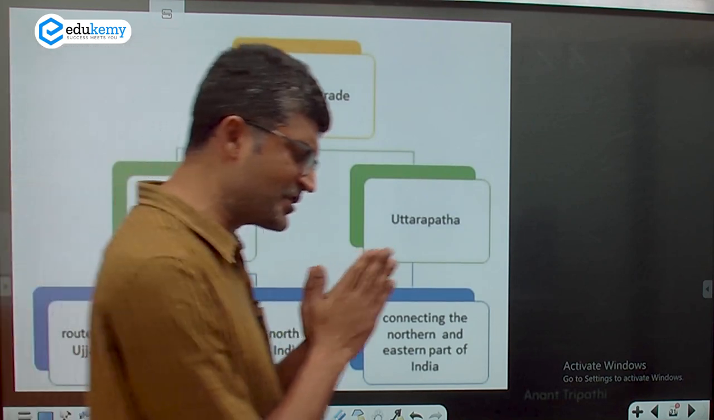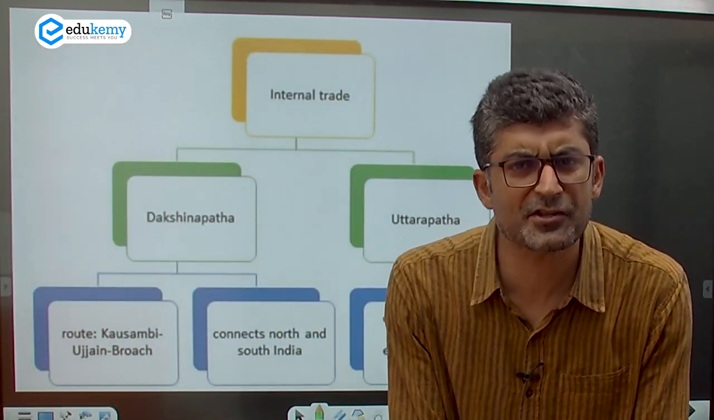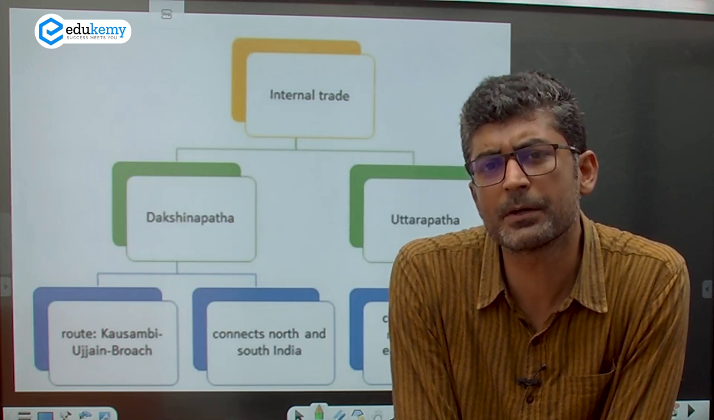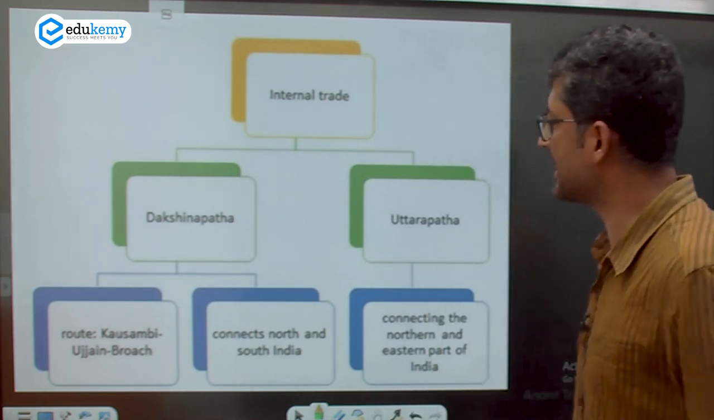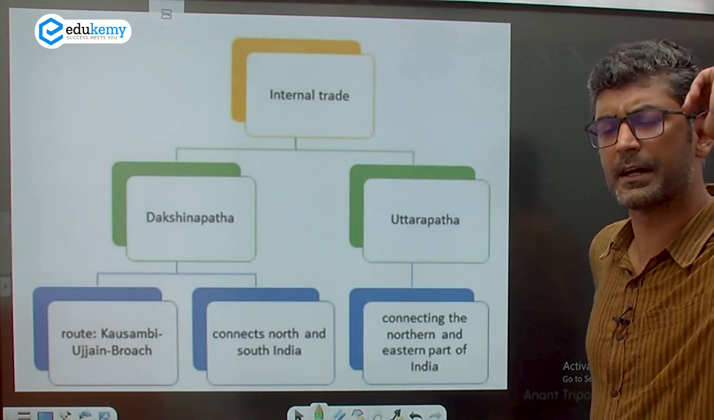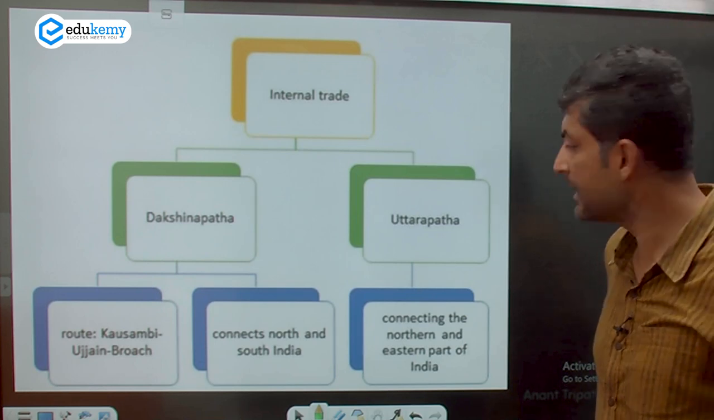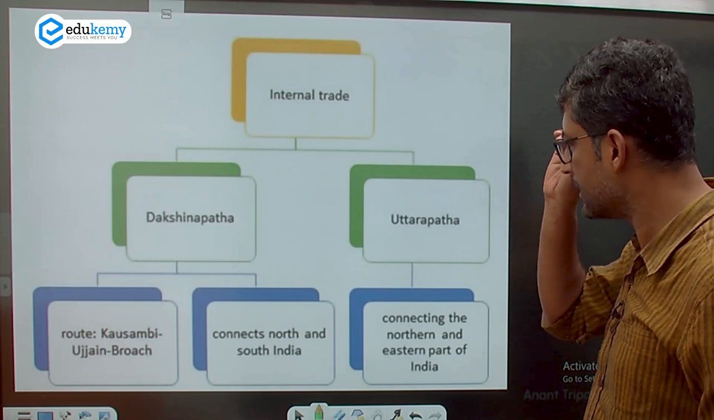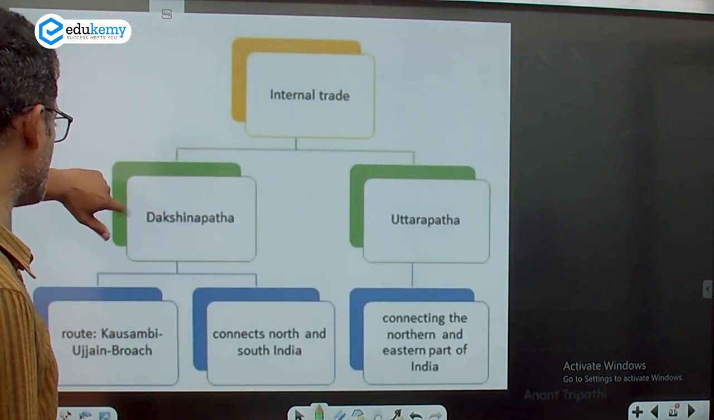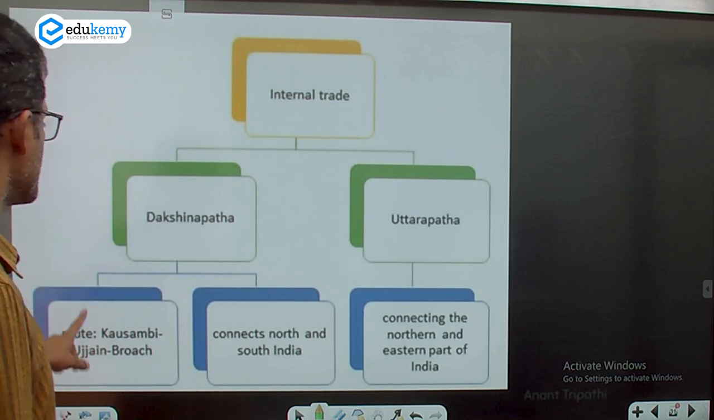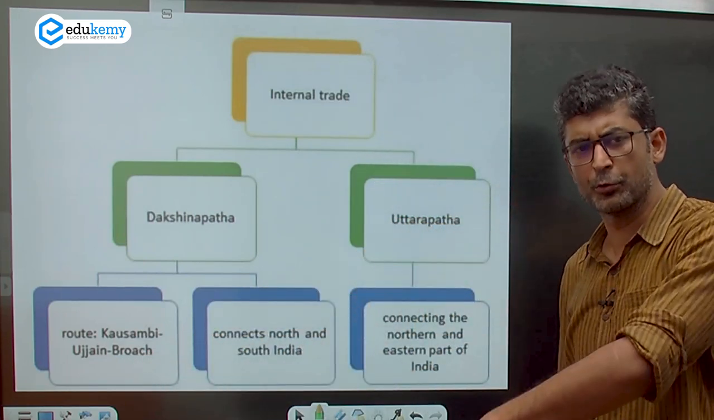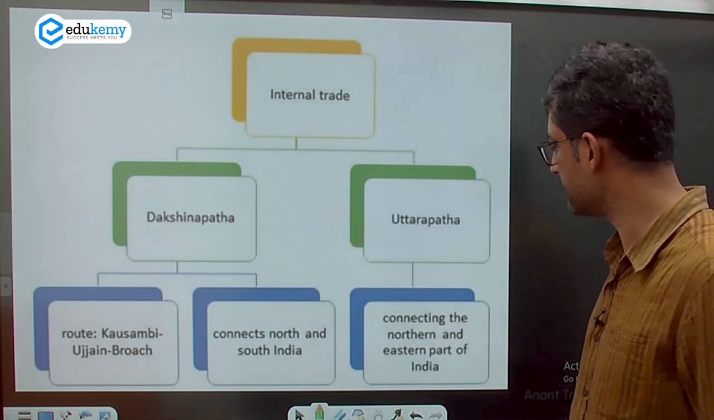If you look at the focus of the internal trade, by 600 BCE, coinage had started developing, and these trade routes were quite active. Two names come out of all the Jataka stories and other sources, such as the Ashtadhyayi: Dakshinapatha and Uttarapatha. Uttarapatha basically connected the eastern part of India to the northern part, while Dakshinapatha connected Kaushambi to Ujjain and further not only to Broach, as the graphic shows, but also to Pratishthan, further south near Godavari.